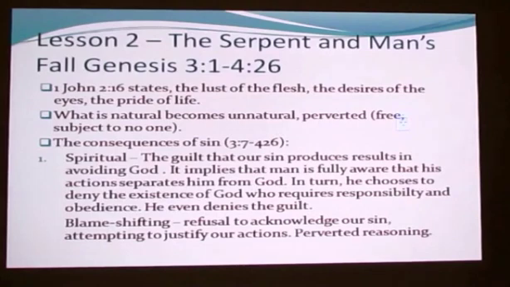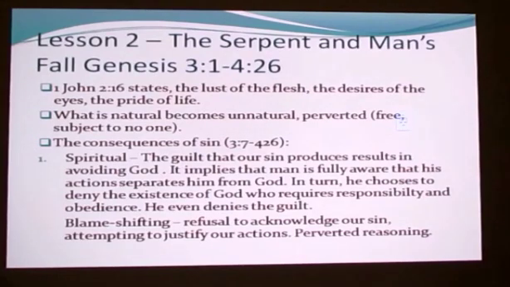In chapter 3:1 to 4:26, we also see the consequences of sin. There's three. The first one is spiritual. Okay? The guilt that our sin produces results in avoiding God. It implies that man is fully aware that his action separates him from God. This running away actually says, but I do know that it separates me from God.